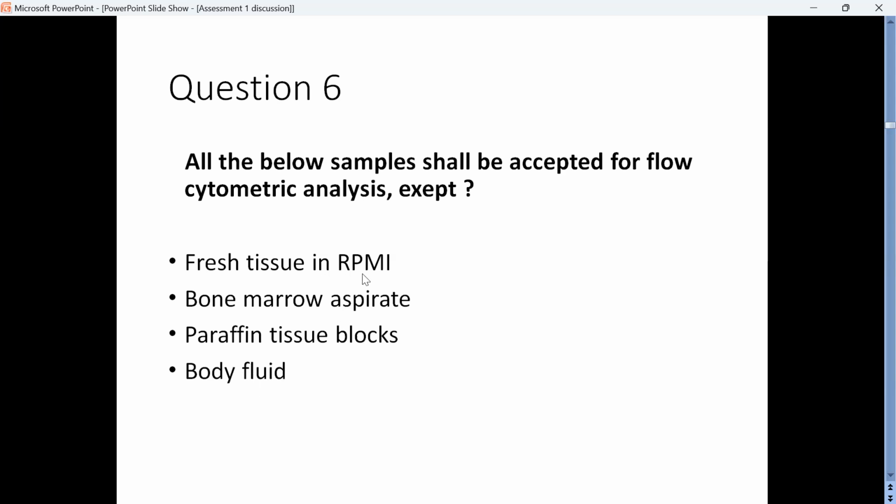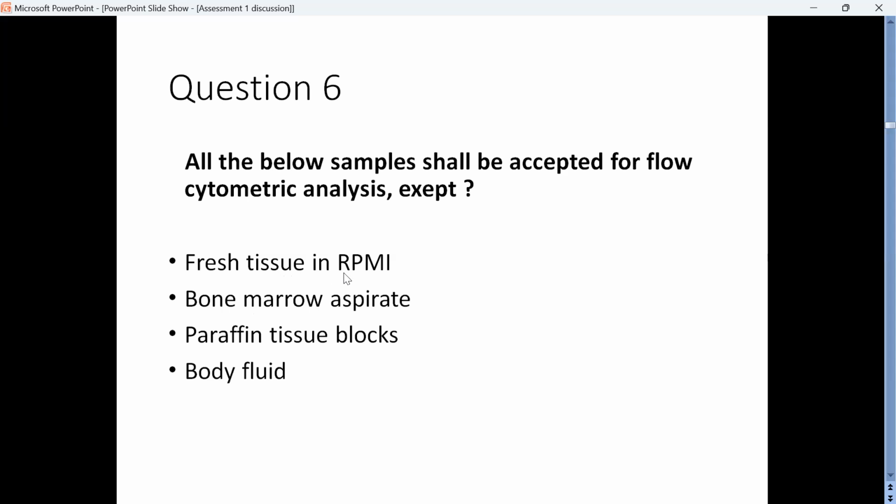If you take fresh tissue in RPMI, as a tissue you cannot study it, but there is a processing step before flow cytometry called tissue dissociation, where you subject the tissue to mechanical teasing or to digestion by proteinases or protein digesting chemicals. When you subject the tissue to that, the tissue gets disintegrated into single cells, and you can harvest those single cells and study them by flow cytometry. So even fresh tissues in RPMI can be studied by flow cytometry.